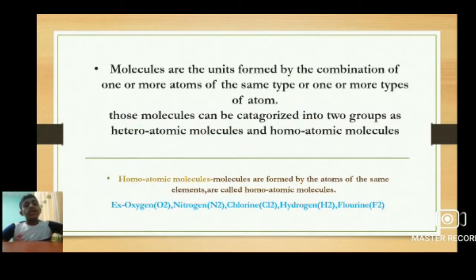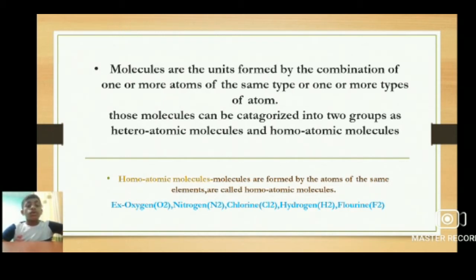Okay, now we talk about molecules. Molecules are the units formed by the combination of one or more atoms of the same type or one or more types of atoms. Those molecules can be categorized into two groups as heteroatomic molecules and homoatomic molecules. Firstly, we identify what homoatomic molecules are. Molecules that are formed by the atoms of the same element are called homoatomic molecules.